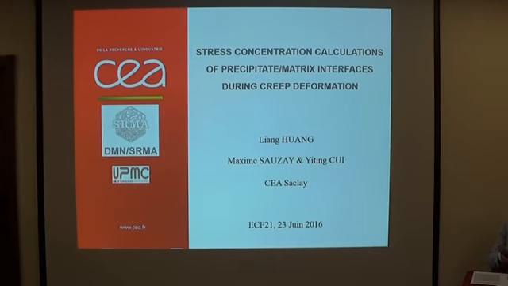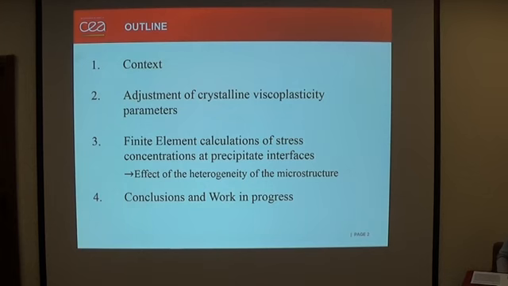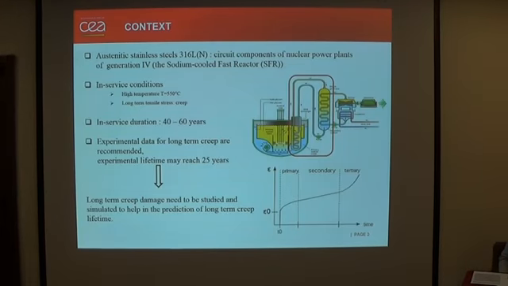Today I will present the stress concentration calculation of the precipitate-matrix interface during creep deformation. I will start with the context. The austenitic stainless steel 316LN is used as a structural material for components of a nuclear power plant of generation 4, also called the sodium-cooled fast reactor.